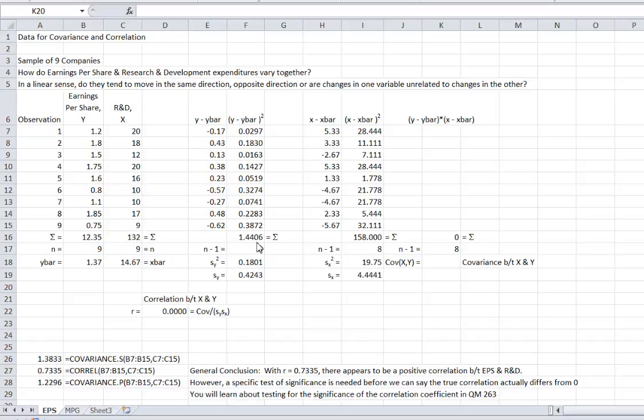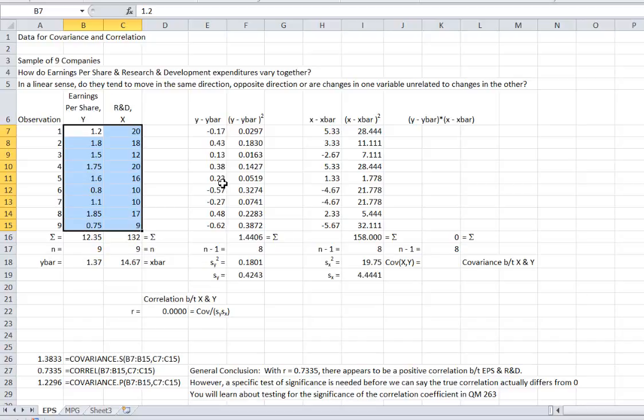So let's go through the steps. Now I've skipped a lot of the steps here because you should already know how to calculate a variance and standard deviation. You can see these are the original data right here, these 9 observations. I have 9 values of earnings per share and their corresponding research and development expenditures for 9 different companies. I summed each of the values up, there are 9 observations, and then I get a mean for earnings per share and a mean for research and development. So $14.67 million, earnings per share of $1.37.